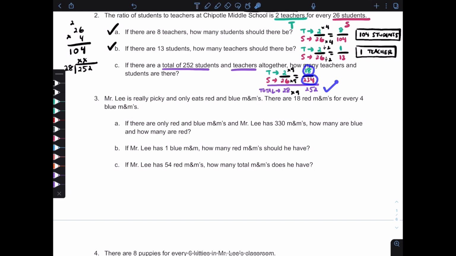So the question says, what if there were 252 total people? That's this 252 at the bottom. Then how many are there each? Well, those are these two numbers here, right? So we can say there would be 18 teachers and 234 students.